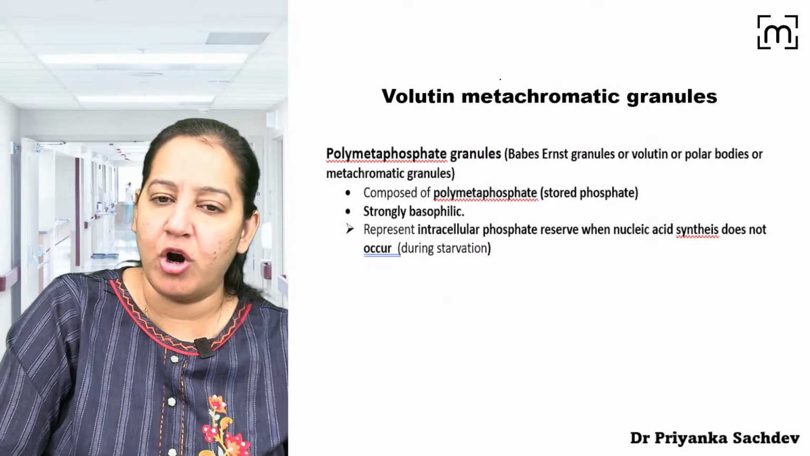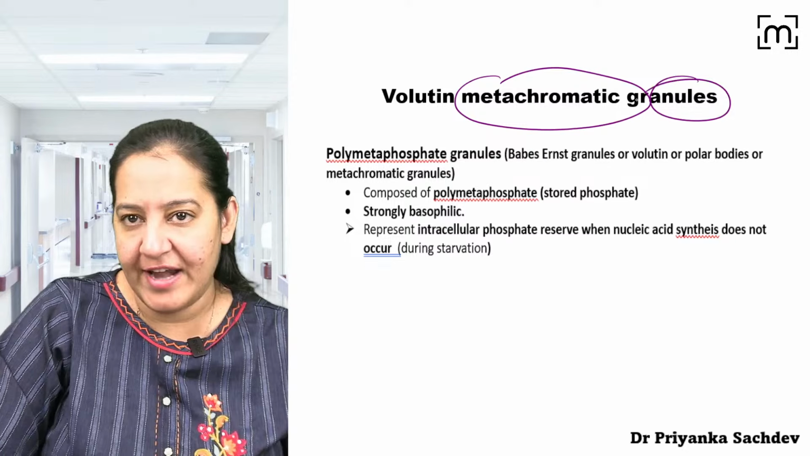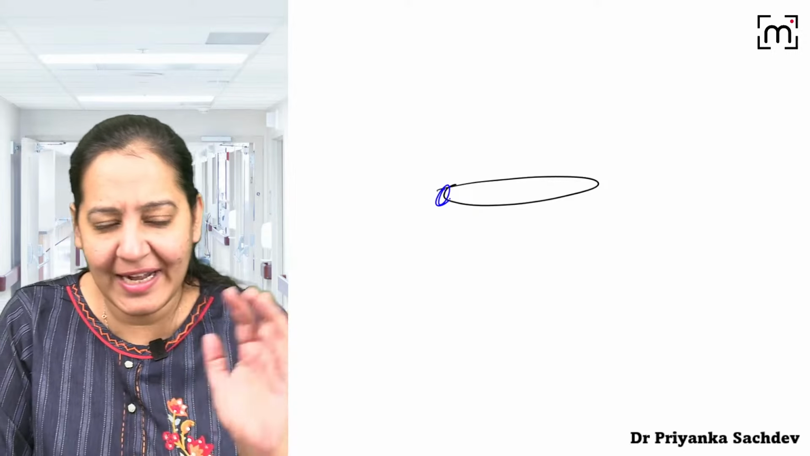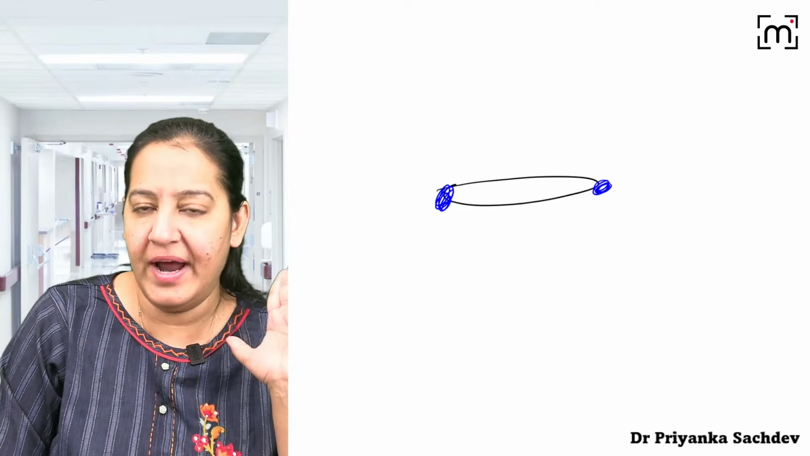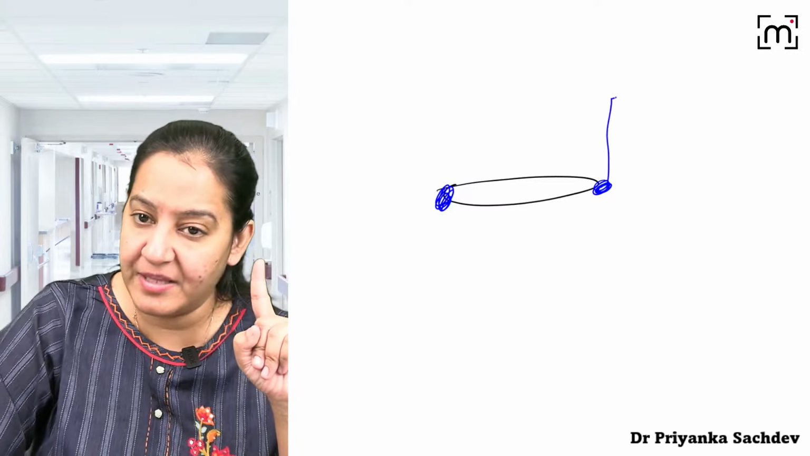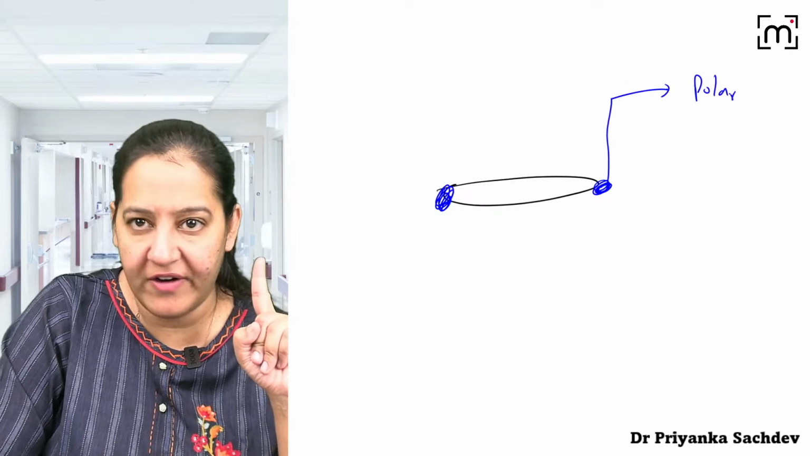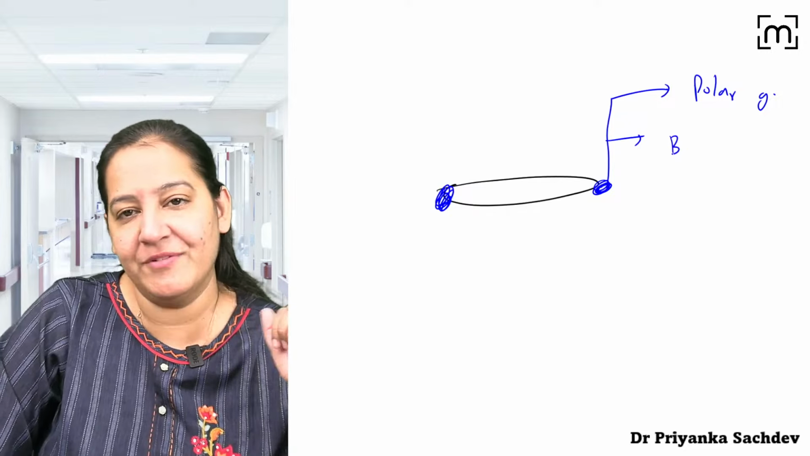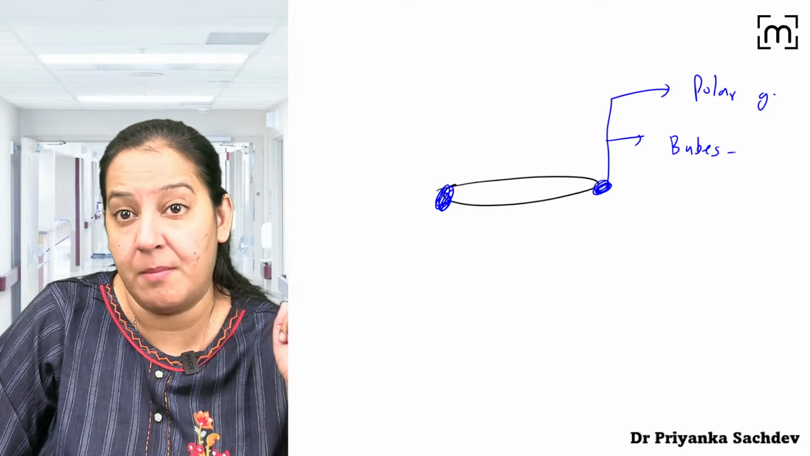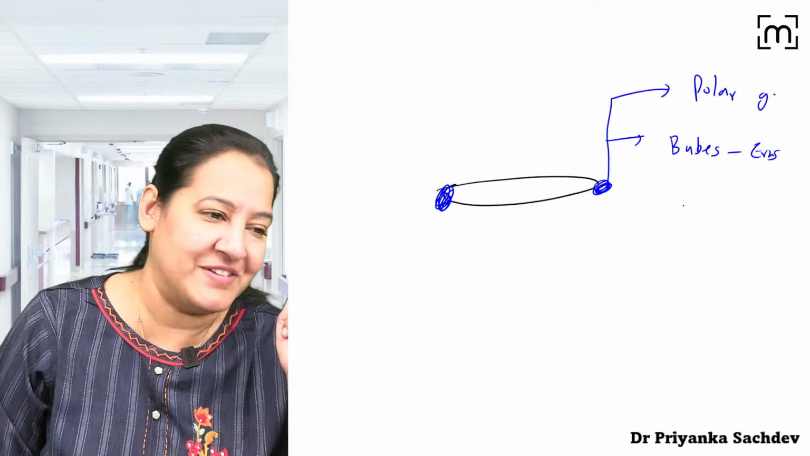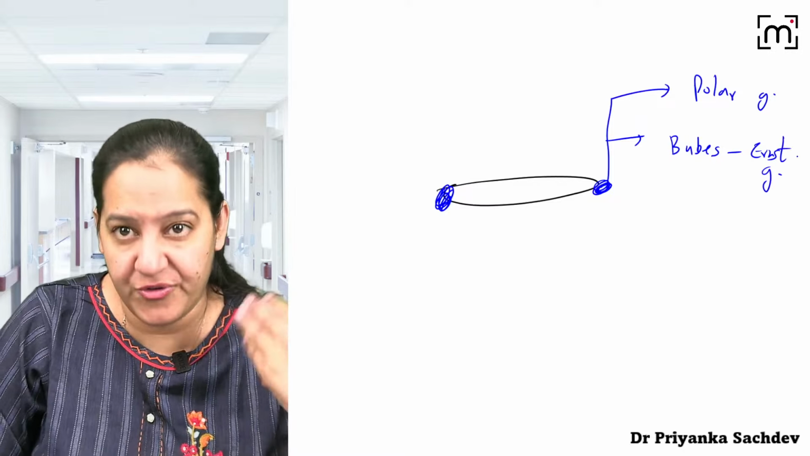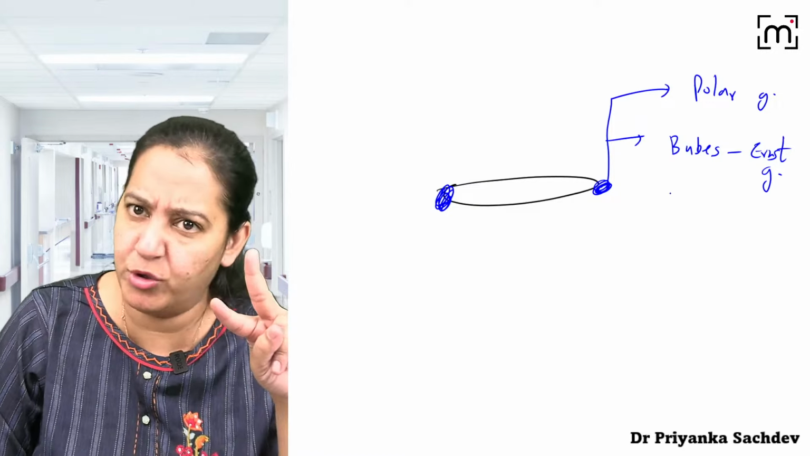Now let me tell you a short note on these granules. There are some bacteria which have granules at the end. Since these granules are present at the poles, these are known as polar granules, number one, right? Number two, these were discovered by a scientist. The name of the scientist is very beautiful: Babes Ernst. So that's why known as Babes Ernst granules. The second name, a synonym, both are the same thing.